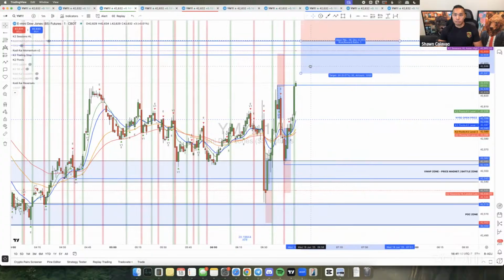All right, so we got price pushing up right here. How far are we from this area? Maybe another sweep right here, it looks like.